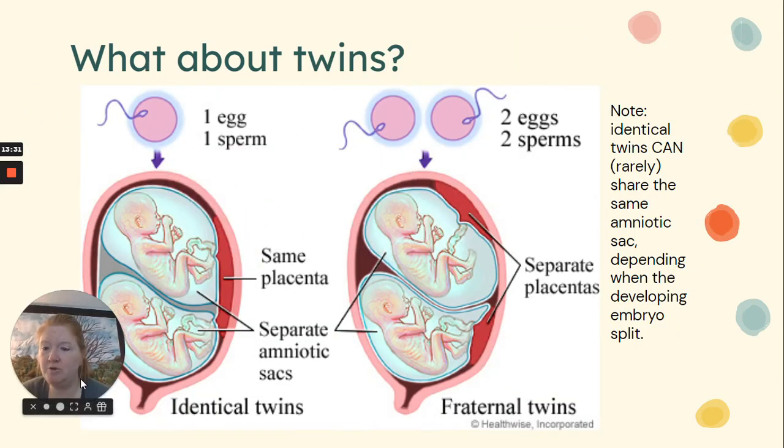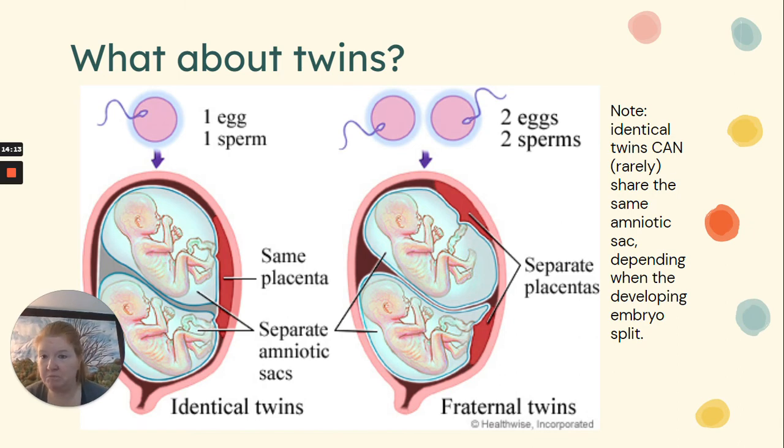All right, so what about twins? Okay, so identical twins are genetically the same. So that means one sperm fertilized one egg, and then at some point in the process, that split apart and formed two separate organisms. Okay, typically all twins will have separate amniotic sacs. Okay, but if that developing organism separates too late, it is rare for identical twins to actually share the same amniotic sac.